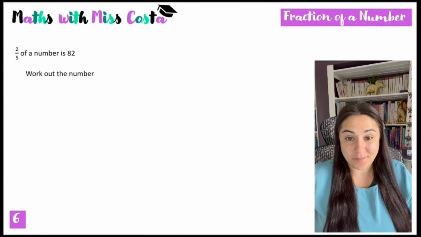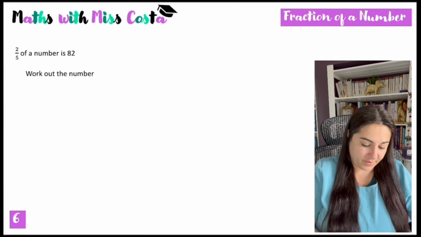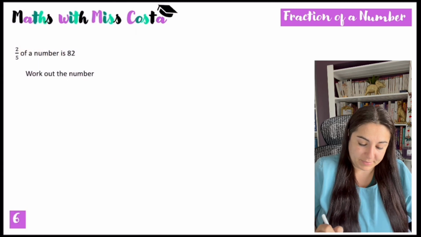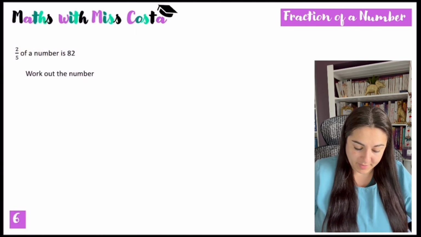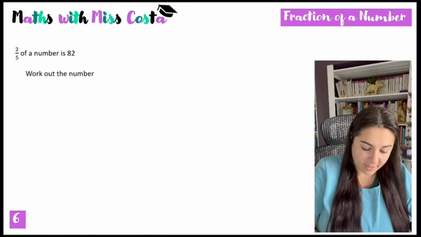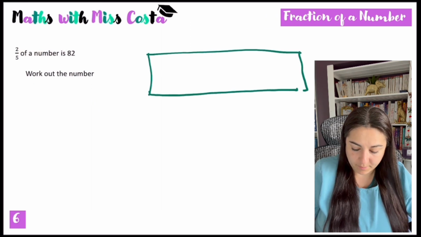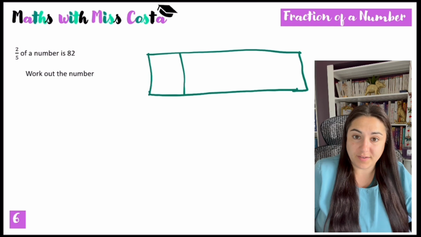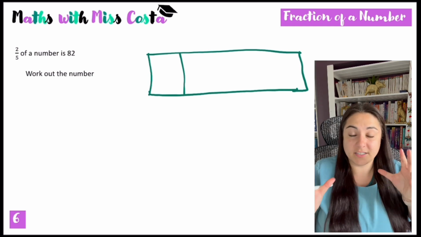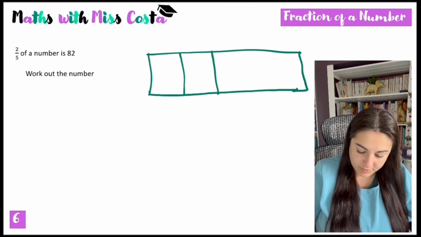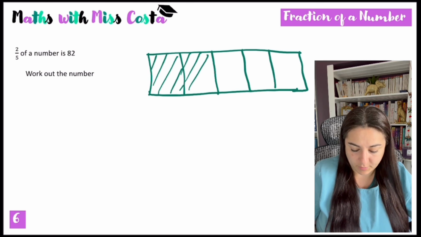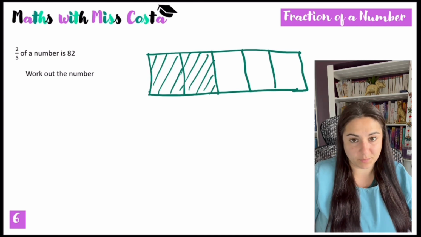So fraction of a number is where we have something that we've been given and it has been split up into a certain number of pieces. So it always helps to draw a little diagram. So 2/5 of a number is 82. So 2/5 means you've got a whole and it's been split into 5 parts. So 1, 2, 3, 4, 5, and you have 2 of them. Okay, so that is how 2/5 would be represented.